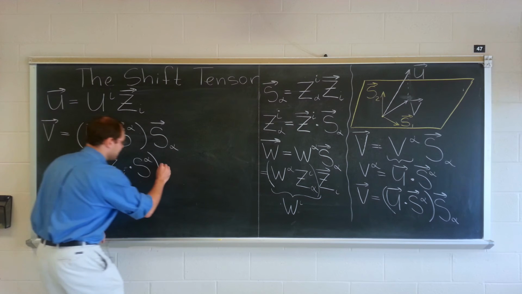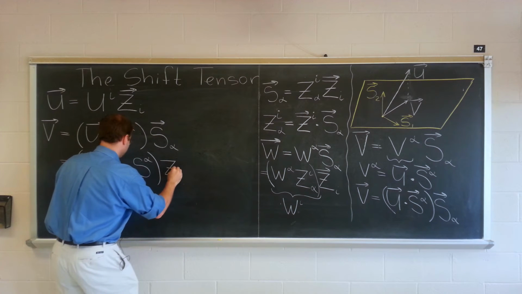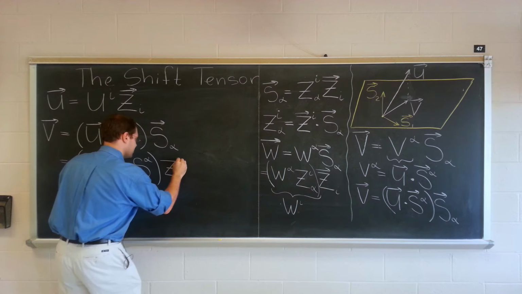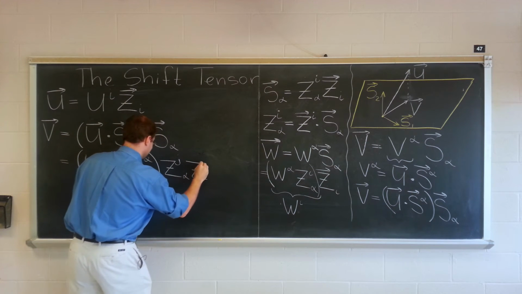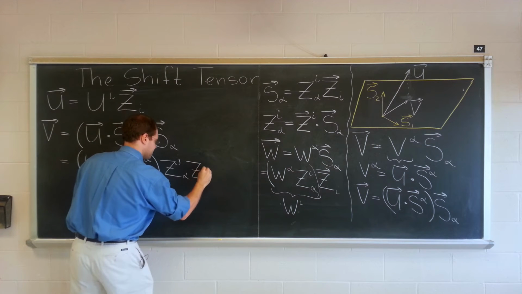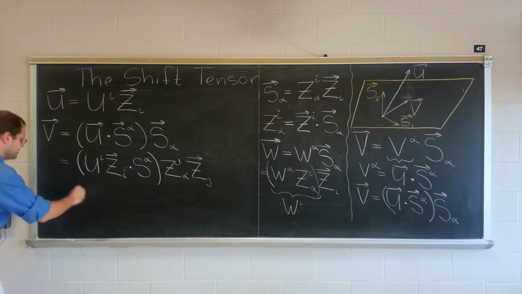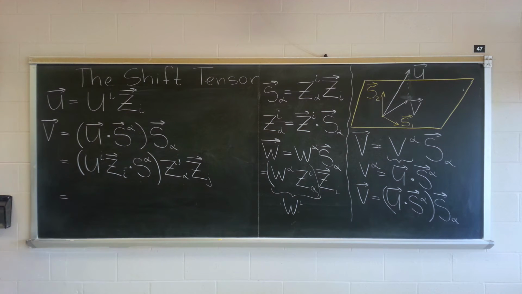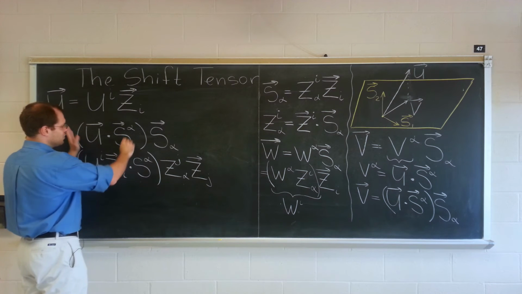And let's recall that S_alpha is, now I need a new letter, Z_j alpha Z^j, excuse me. And let's see what happens. So I don't think I need parentheses anymore. Well, in a moment I won't need parentheses anymore.